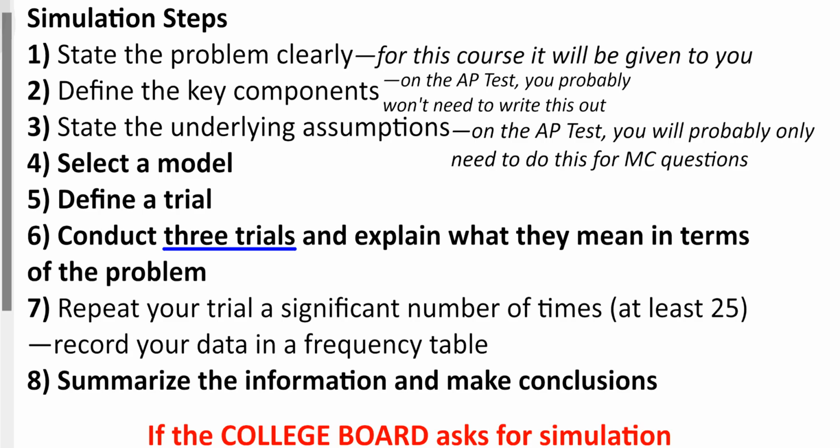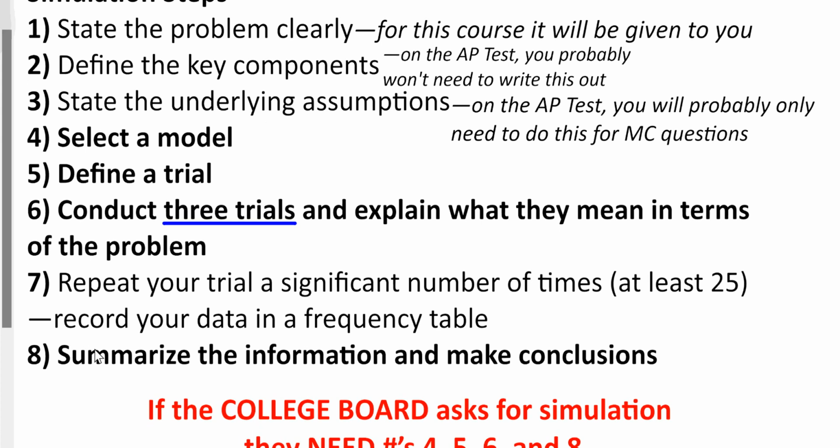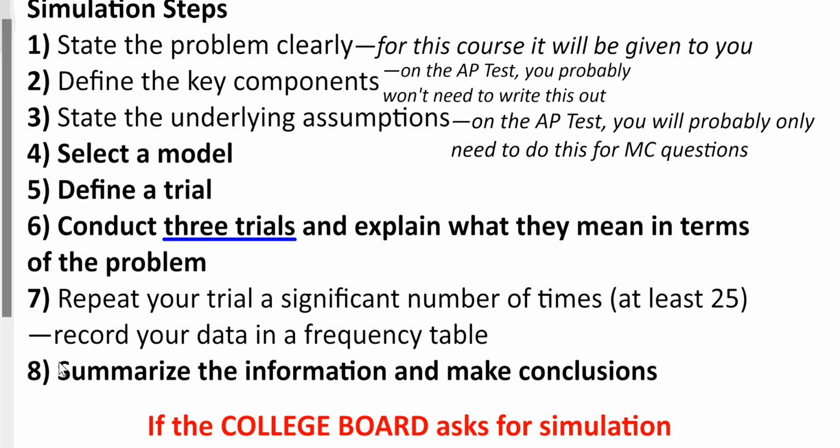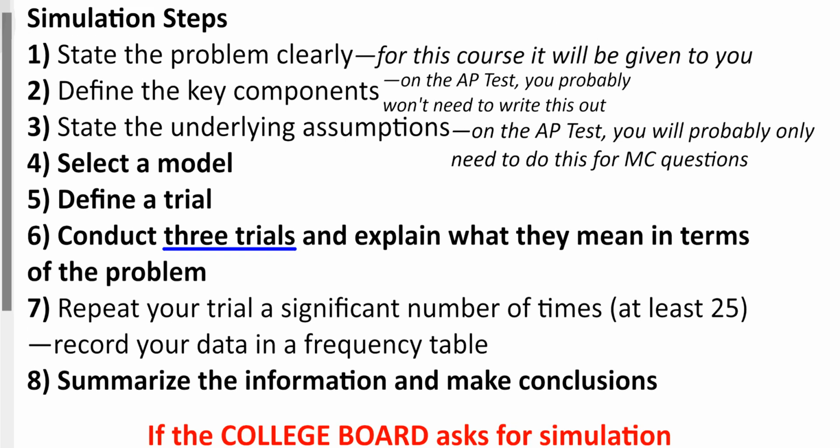Now we get into things that you for sure have to be able to do. Select a model. Define a specific trial. What is the trial going to look like? And then actually conduct 3 trials and explain what it means in terms of the problem. And then we're going to state that we want to repeat it for at least 25 times. We're not going to do that. You just have to do at least 3, but then you can summarize the information and make conclusions. So again, 4, 5, 6, and 8 are required for an FRQ by the College Board. Some of the other ones might be required when it comes to a multiple choice.